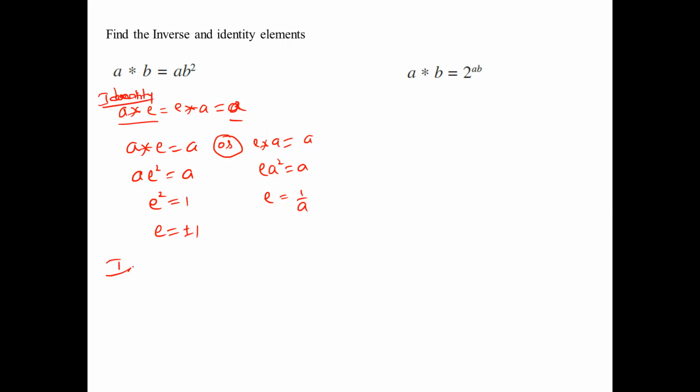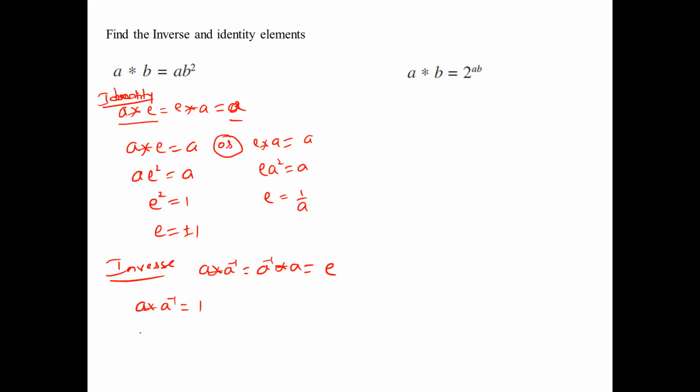Next is inverse. For the inverse, A star A inverse, or A inverse star A, equals what? E. This is the formula for the inverse. Now A star A inverse equals E. Now I take the positive value 1. What is the E value? It is 1 here.